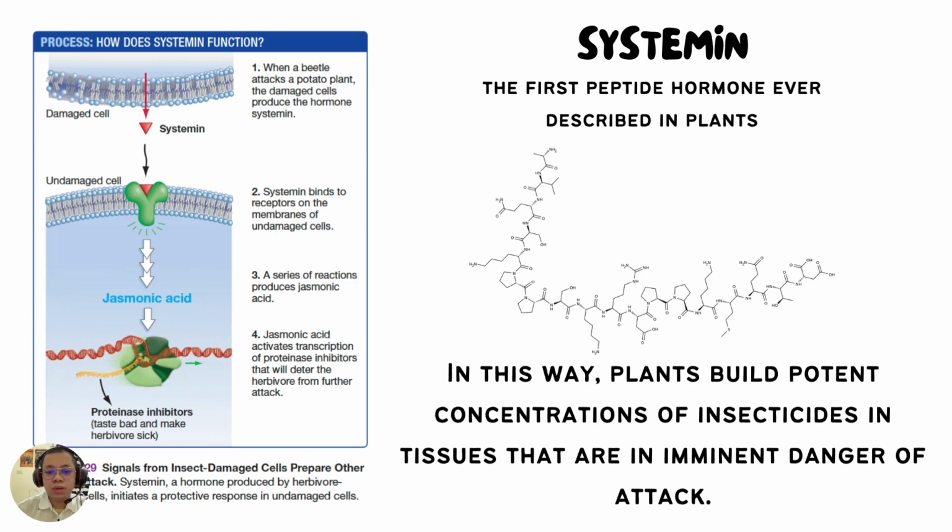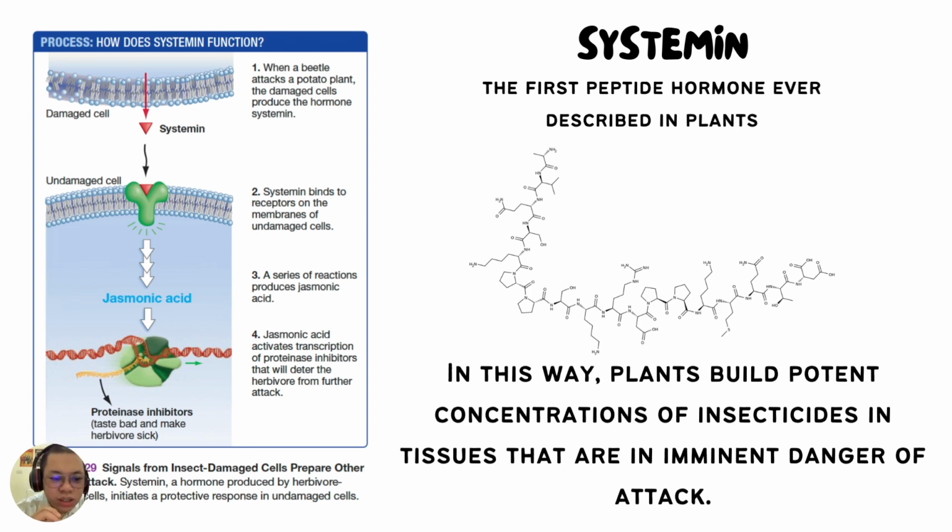So we have this systemin. It is the first peptide hormone ever described in plants. I'm going to explain the illustration. When a beetle attacks a potato plant, the damaged cell produces a hormone, the systemin, and then this systemin will go to the undamaged cell. It binds to the receptor on the membranes of the undamaged cell, and then there is a series of reactions that will produce jasmonic acid.